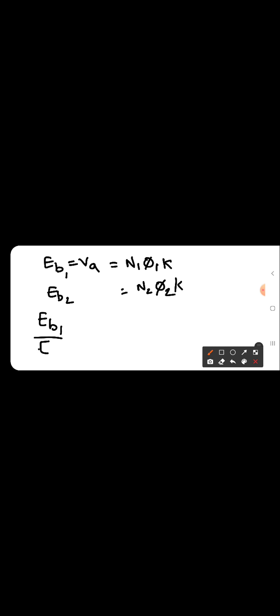The first step is to write the equation for EB, that is EB is equal to V. And we know that EB is equal to some constant K into N phi. So EB1 is N1 phi 1 into K, and EB2 is N2 phi 2 into K. Hence EB1 by EB2 is equal to N1 phi 1 by N2 phi 2. Here you need to find the value of N2.